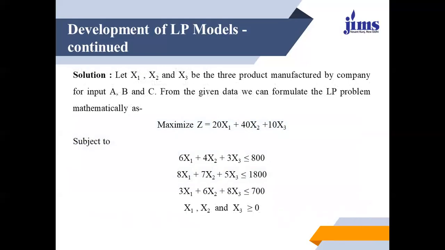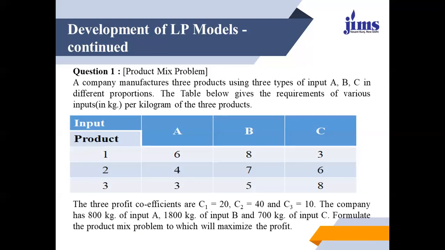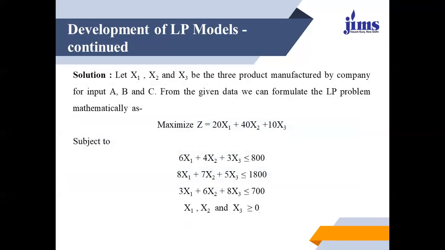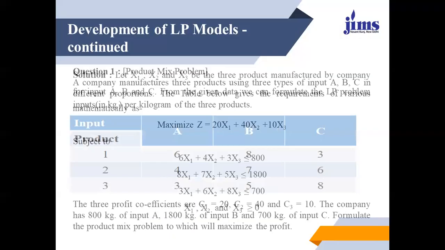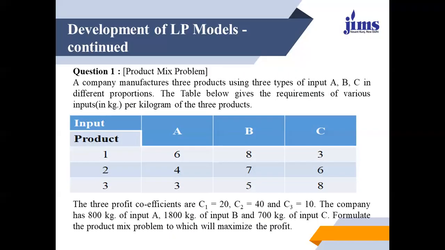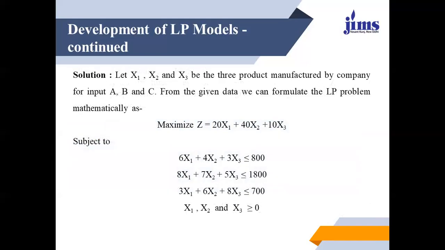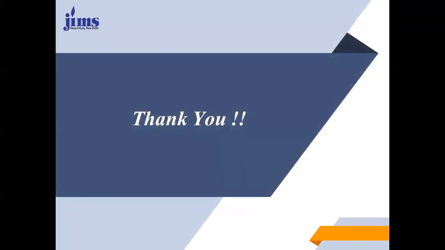So 6x1 plus 4x2 plus 3x3 is less than or equal to 800. Similarly, you can understand that 8x1 plus 7x2 plus 5x3 will be less than or equal to 1800. And here 3x1 plus 6x2 plus 8x3 will be less than or equal to 700, and all x1, x2, x3 will be greater than or equal to 0. And this is the mathematical formulation of this problem. So we finish our class today here. Good day.